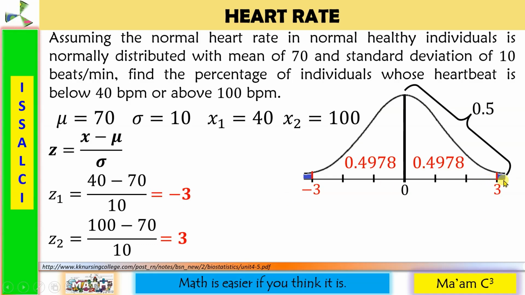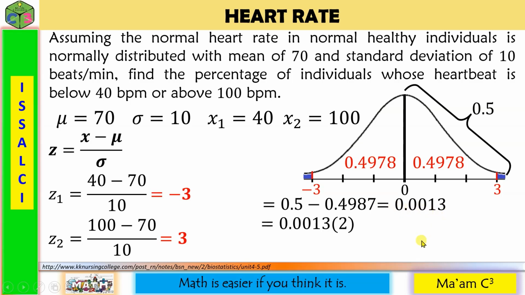To solve for it, we simply have to subtract 0.4978 from 0.5. And this will give us 0.0013. So this area here is 0.0013. But we need to consider two areas. They are symmetrical, so this area is also 0.0013.